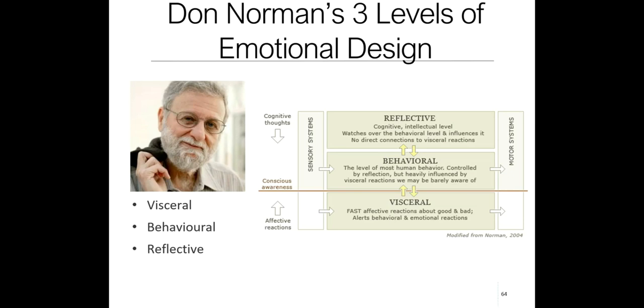And at the top is the reflective state, which is cognitive and essentially the intellectual level, which watches over the other two levels and influences them. There's no direct connection to visceral reactions. Whereas at the bottom, we have visceral reactions, and they're fast, affective reactions about good and bad. It alerts behavioral and emotional reactions. And then in the middle sits the level of conscious awareness. This is the level of most human behavior and is controlled by reflection, but heavily influenced by visceral reactions we may be barely aware of.